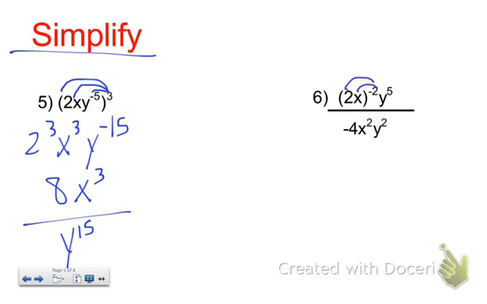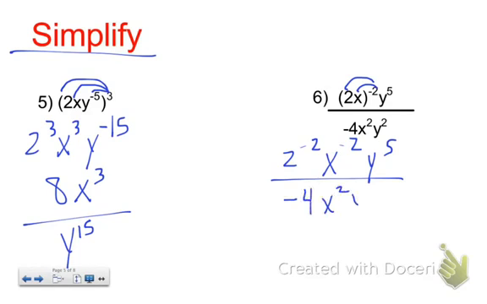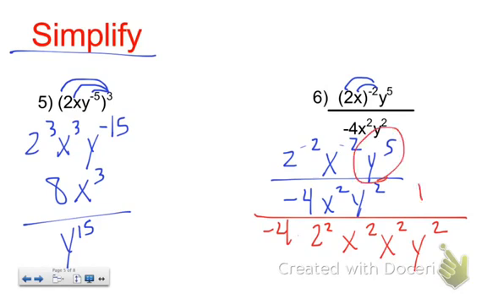Alright, number 6. Again, make sure you distribute to both, so we end up with 2 to the negative 2 times x to the negative 2 times y to the 5th over negative 4x squared y squared. First thing you want to do is move the negative exponents, so if I do that, I end up with negative 4 times 2 squared times x squared, y squared, all in the denominator, and y to the 5th is the only thing left in the numerator.